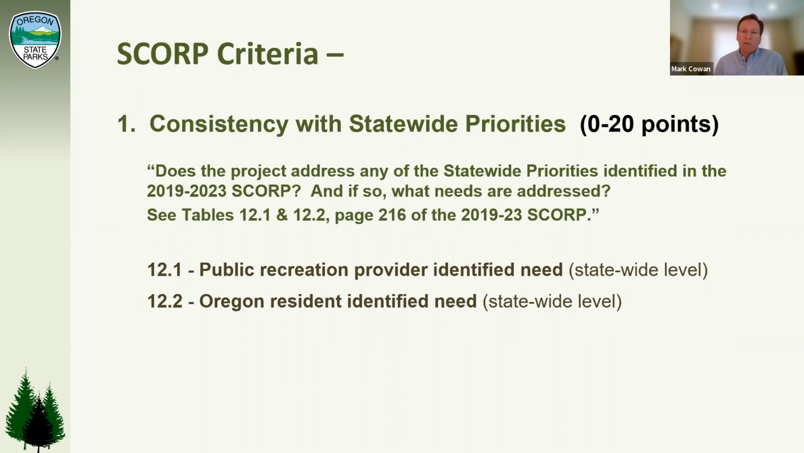Does the project address any of the statewide priorities identified in the 2023 SCORP? And if so, what needs are addressed? We even point you to the tables. In this case, you can say see tables 12.1 and 12.2, page 216 of the SCORP. So as you can see, you will need to refer to the SCORP for your answers. Those tables refer to public recreation provider identified needs on a statewide level, and then also the Oregon resident identified needs on a statewide level.